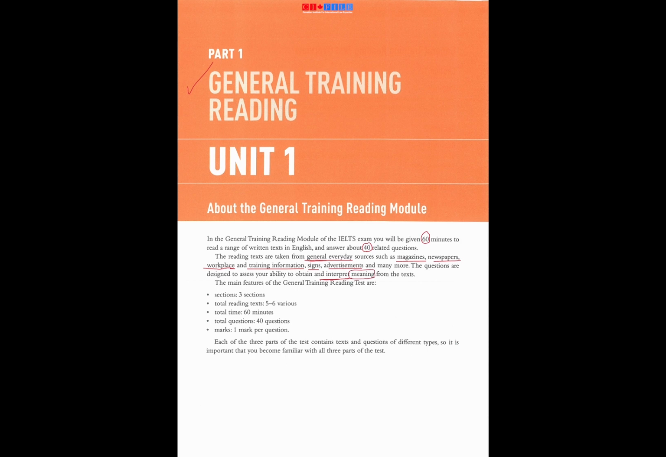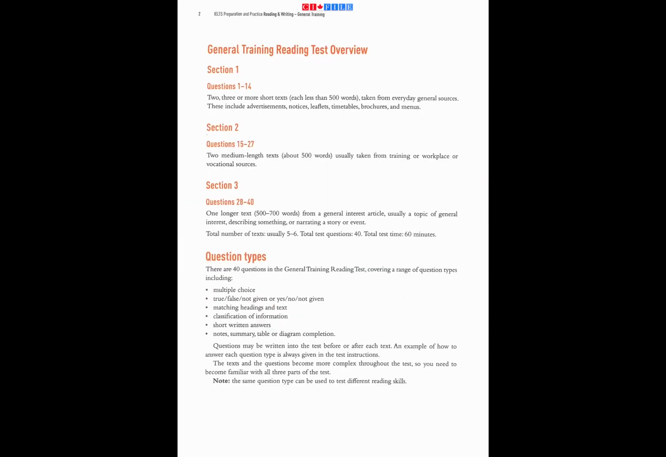The main features of the general training reading tests are: sections, 3 sections. Total reading texts, 5 to 6, various. Total time, 60 minutes. Total questions, 40 questions. Marks, 1 mark per question. Each of the 3 parts of the test contains texts and questions of different types, so it is important that you become familiar with all 3 parts of the test.